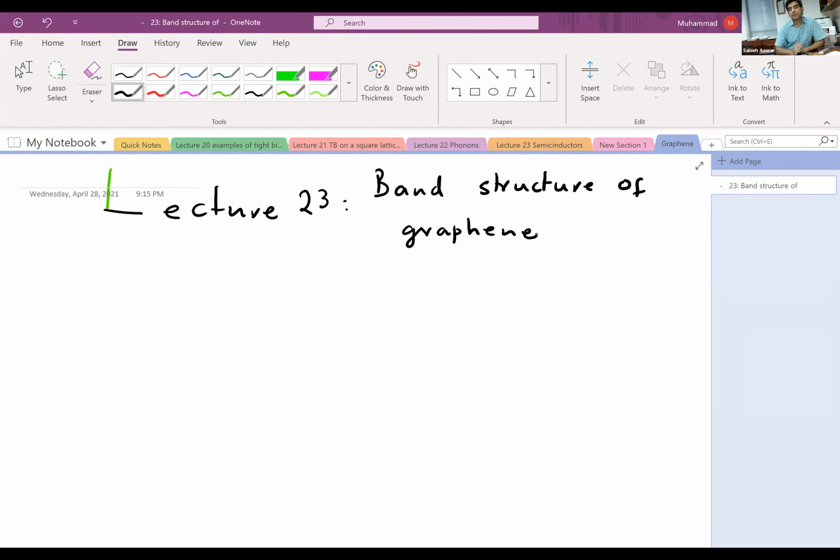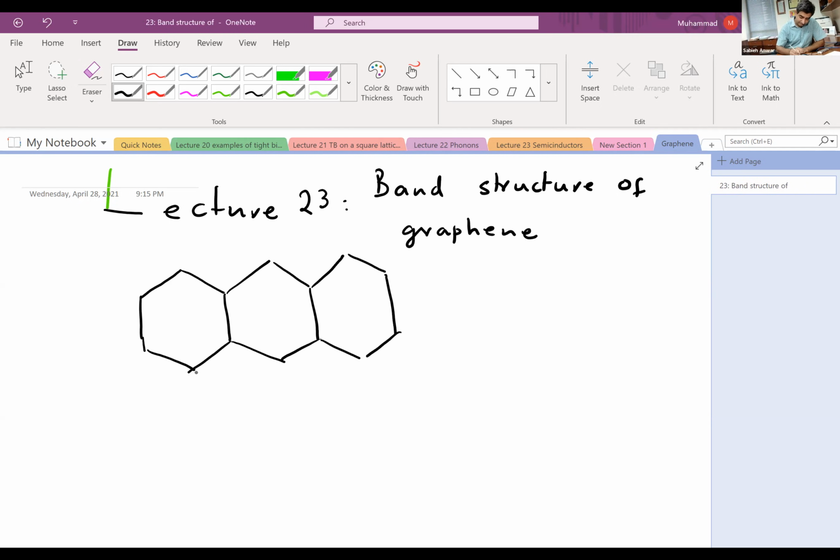So why have I chosen this subject? It's because graphene presents a very nice example of tight binding in two dimensions. Graphene has a honeycomb structure. The lattice comprises a honeycomb, a regular periodic arrangement of hexagons with carbon atoms lying on the vertices of these hexagons.